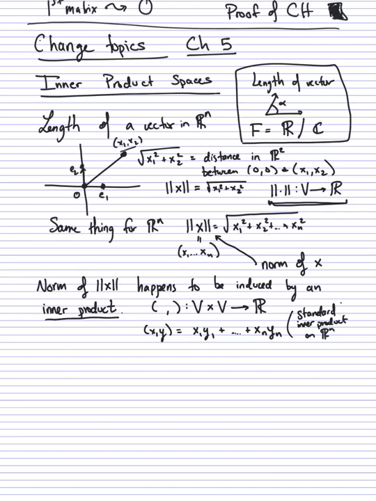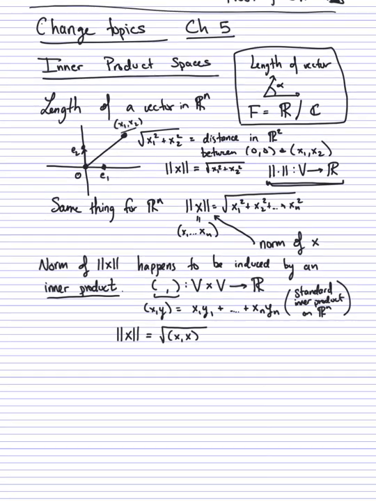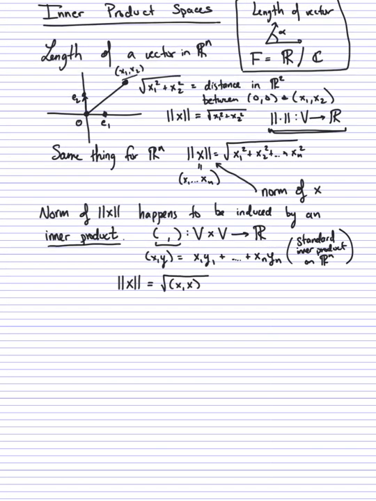You've probably seen this before in R3, where it's called the dot product. And the norm of x is induced by this, by which I mean that you obtain it by looking at the inner product, and in this case taking the square root of the inner product of x with itself. So somehow this norm comes from this inner product. Let me just say how you would do this in Cn.